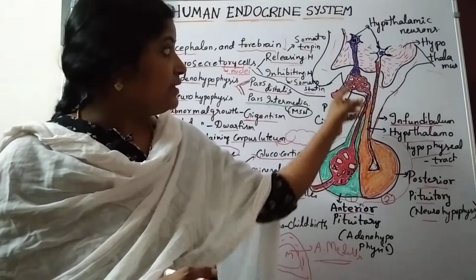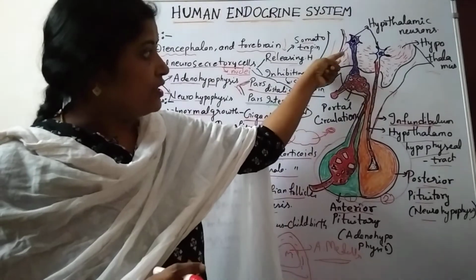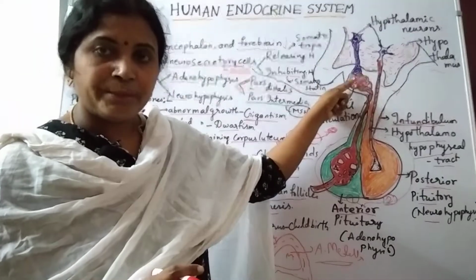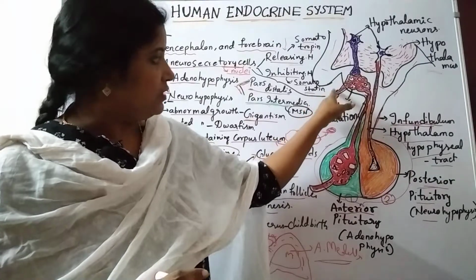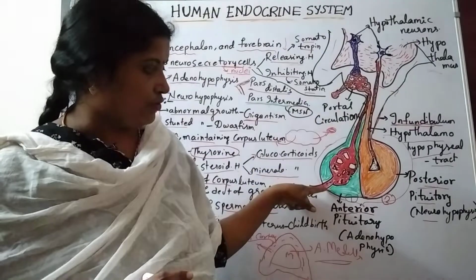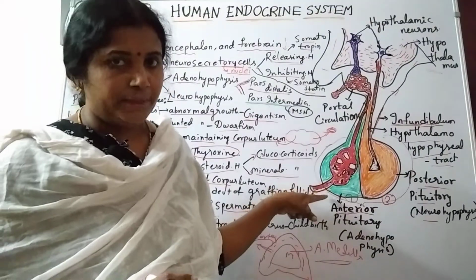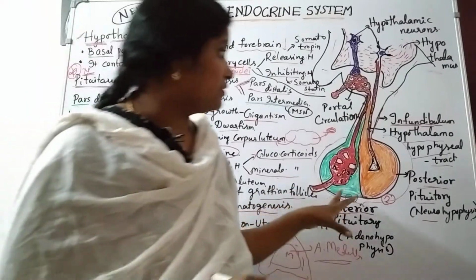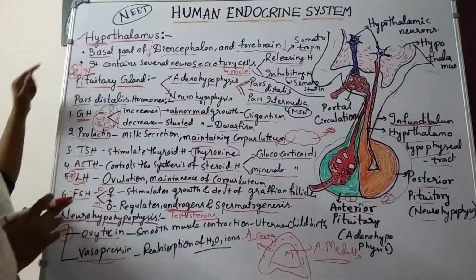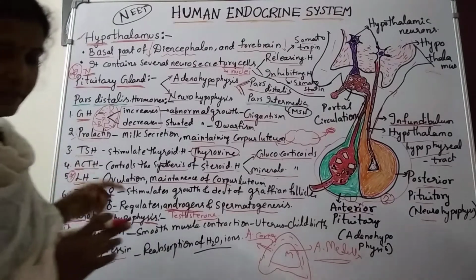But at the anterior pituitary, neurons release the hormones, and those hormones go into the portal circulation. This part is known as the portal circulation. Through this portal circulation, they are released into the anterior pituitary part. Okay, so that is about the two important endocrine glands. One is the hypothalamus, another one is the pituitary gland. Is it clear?